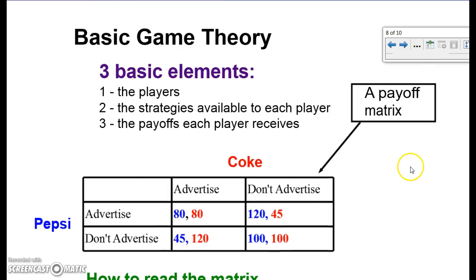So in game theory, you have three basic elements. The players. This game has two players, Pepsi and Coke. The strategies available to each player. Their two strategies are advertise or don't advertise. Both players face the same two choices. And the payoffs each player receives. And the payoffs are what's represented in this payoff matrix.